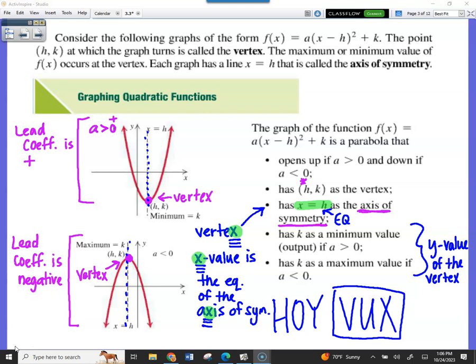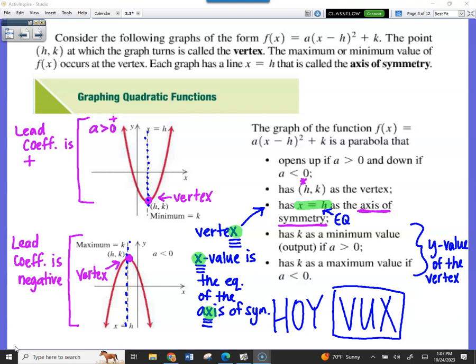Does that make sense? So there's a lot to connect there. Axis of symmetry is vertical. Writing the equation of a vertical line is X equals a number. Because it's going through the vertex, it would be X equals the X value of the vertex, which is always H, because of vertex form. So, X equals H is the equation for the axis of symmetry.